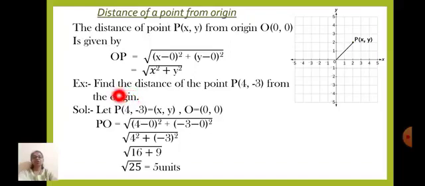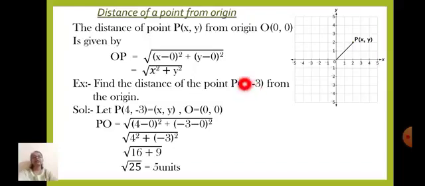Okay, so let us solve one example based on the above formula. Find the distance of the point P (4, minus 3) from the origin. So P has coordinates 4 comma minus 3, consider it as x and y, and O has coordinates 0, 0.